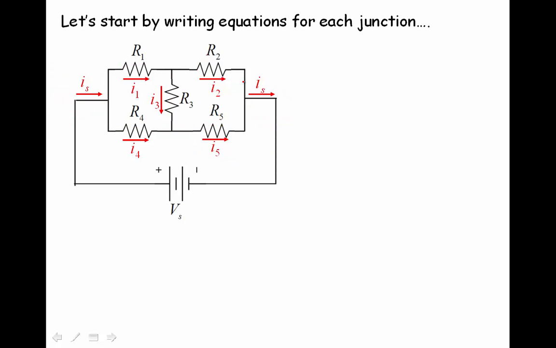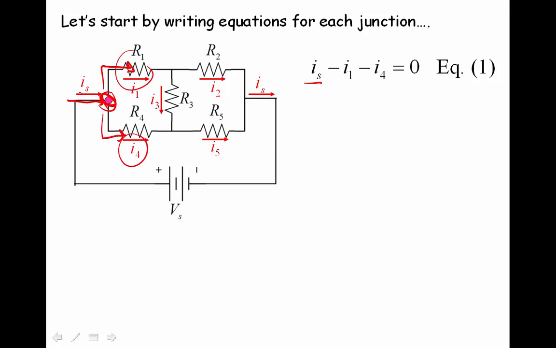Okay, well, let's start by writing some equations for each junction, because the junction rule is the easiest of Kirchhoff's rules, so we always start with that one. Let's start with this junction right here, and whenever there's a current coming into a junction, we call that a positive current. When there's a current coming out of a junction, like I4 and I1 are both coming out of that junction, both of them are negative. So we've got plus IS minus I1 minus I4 equals 0, and that's our first equation.